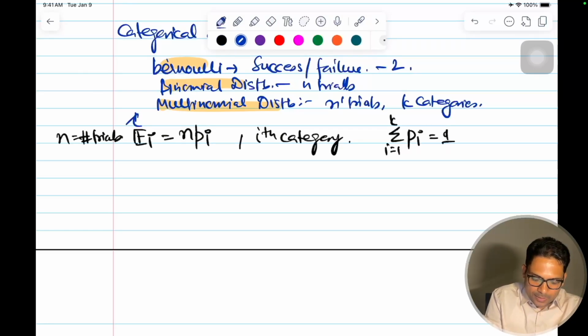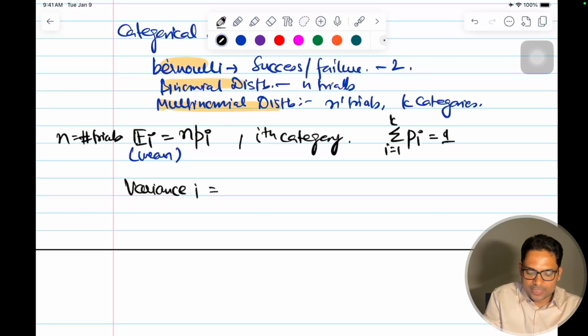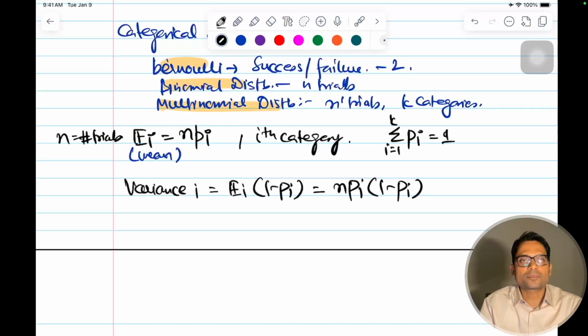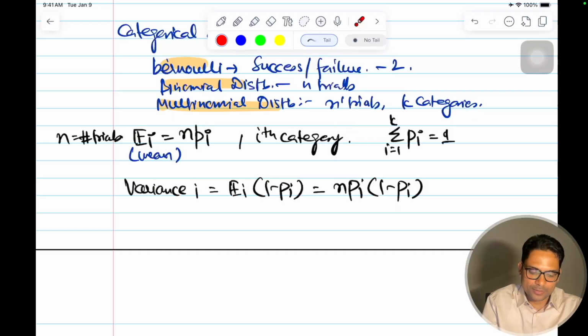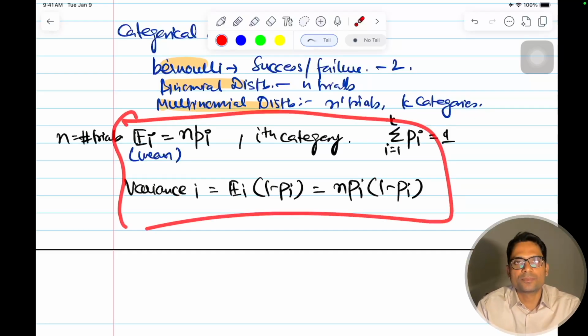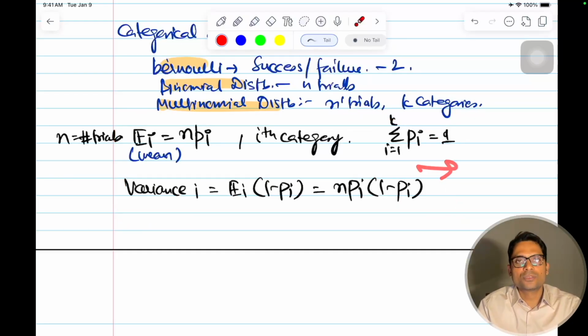Let me write it here. This is the mean, and similarly there is the variance for the ith category, which is n p_i into 1 minus p_i. This is coming from your multinomial distribution.